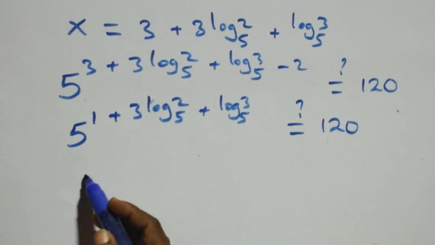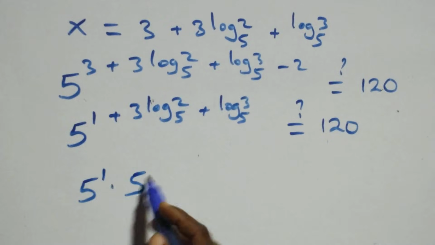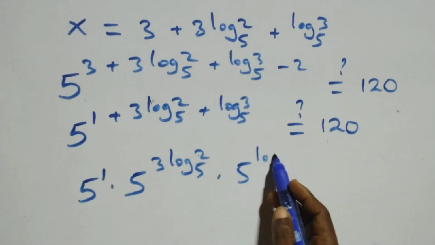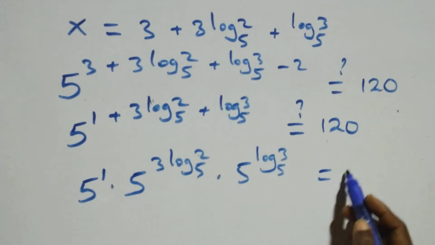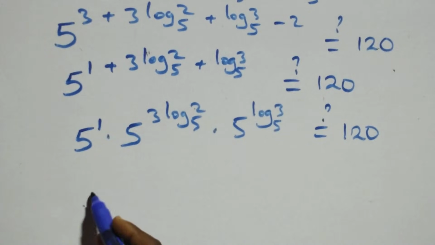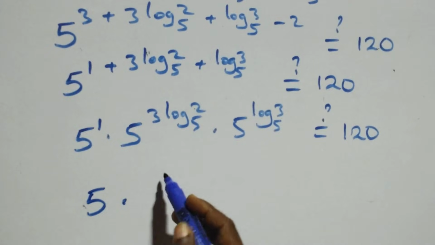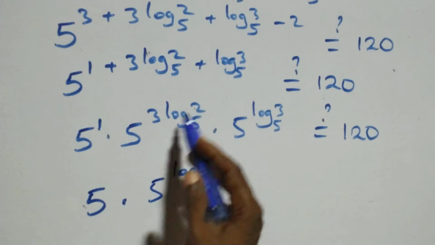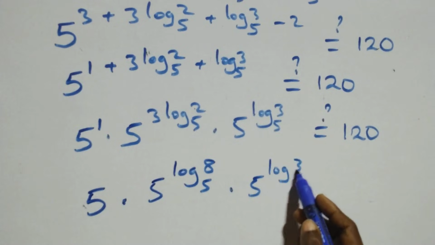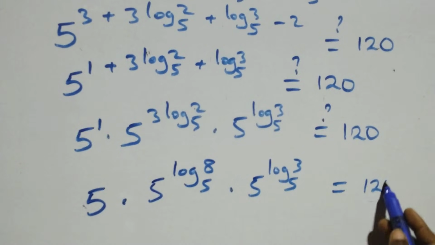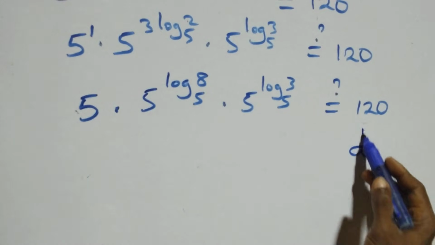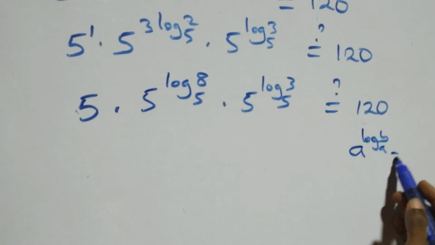Next step here, apply the law of indices. This becomes 5 raised to power 1 times 5 raised to power 3 log 2 base 5 times 5 raised to power log 3 base 5 equals 120 on this side. Then 5 raised to power 1 here, same thing as 5. Then we revise this 3 up. We have 5 raised to power log 2 raised to power 3, which is 8 base 5, times 5 raised to power log 3 base 5 equals 120 on this side. Then this follows when we have a raised to power log b to base a, which is equal to b.